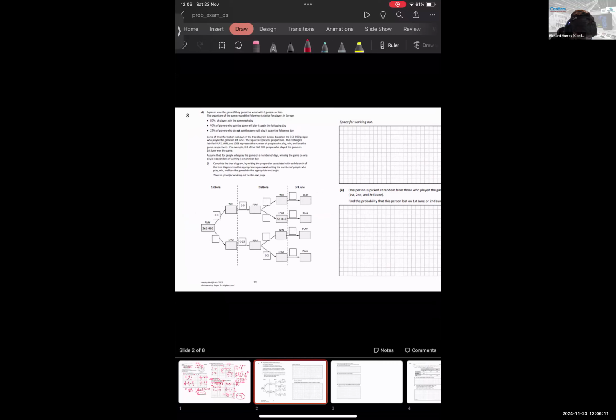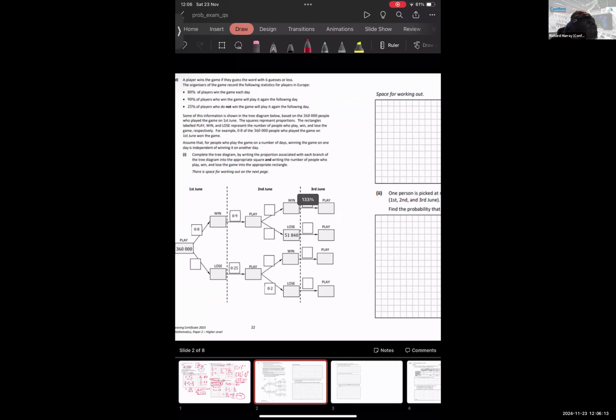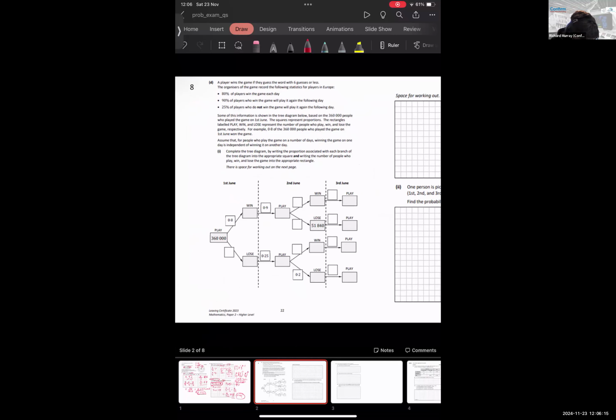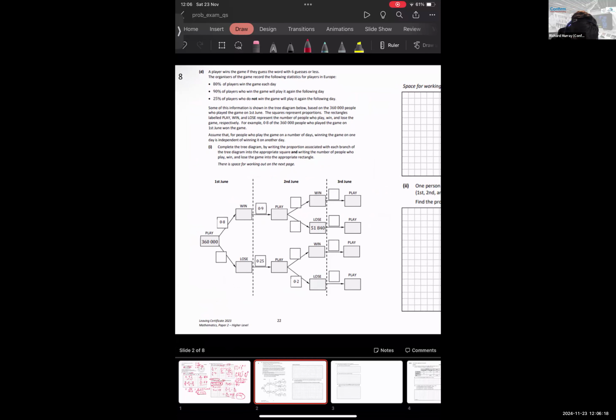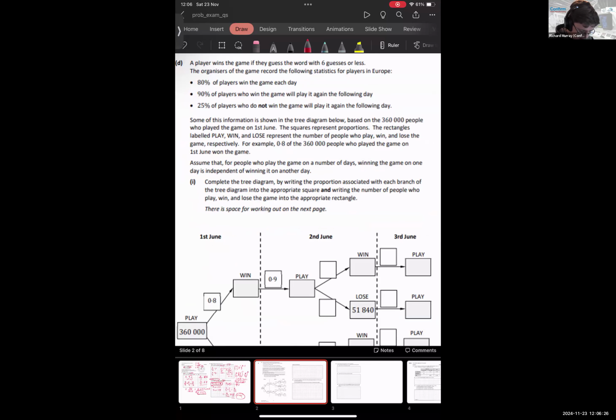So this is part of one of the longer questions from 2023. And this is based off of when Wordle became popular during COVID. So that's the phrasing of this game or this question. So we see that a player wins the game if they guess a word with 6 guesses or less. The organizer of the game records the following statistics for players in Europe.